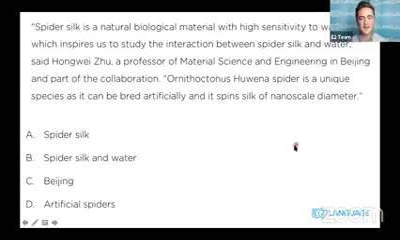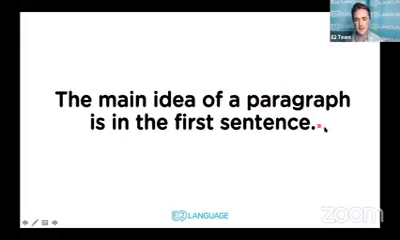Right. The answer here is B, spider silk and water. Let's read the first sentence. Here it says, spider silk is a natural biological material with high sensitivity to water, which inspires us to study the interaction between spider silk and water. Okay? Yes, it mentions spider silk, but really it's about spider silk and water together. Cool. That's a good little lesson.